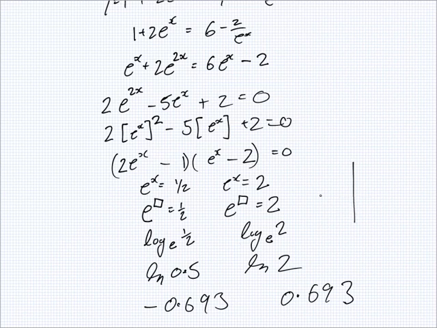Because of these two answers, the graph must look a little bit like this then. They meet somewhere here and somewhere here, symmetrically, because they only differ by sign. Yeah.